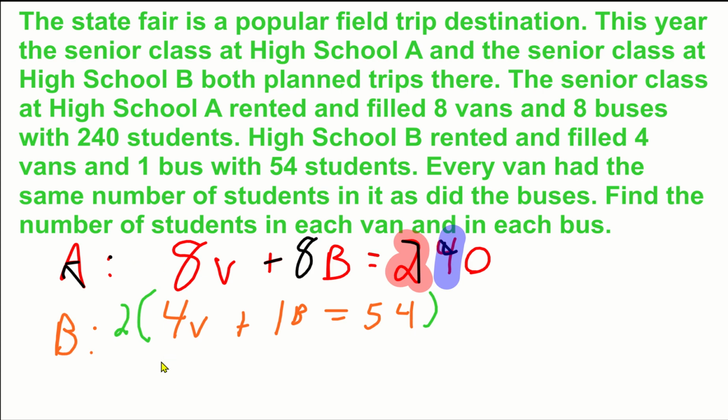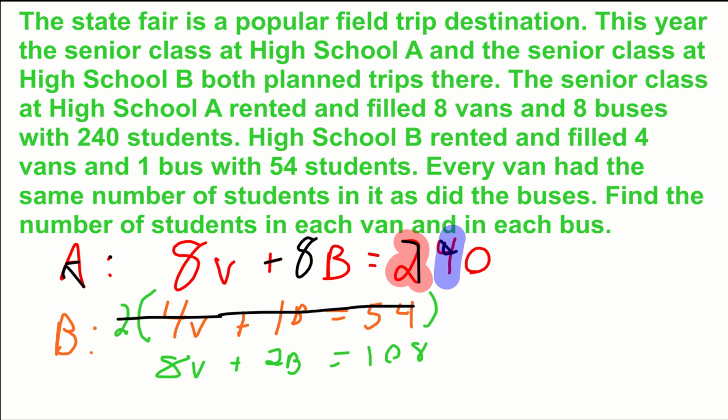So 2 times 4v makes 8v. 2 times 1b makes 2b. And 2 times 54 makes 108. All right, everybody okay with that step? So now we can basically pretend this one's not even here for right now.